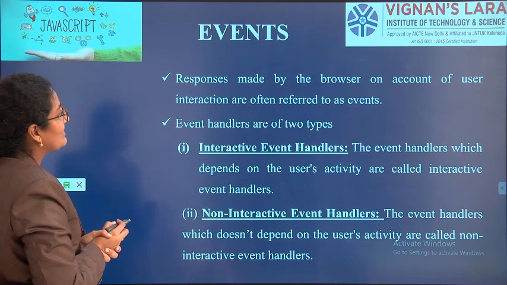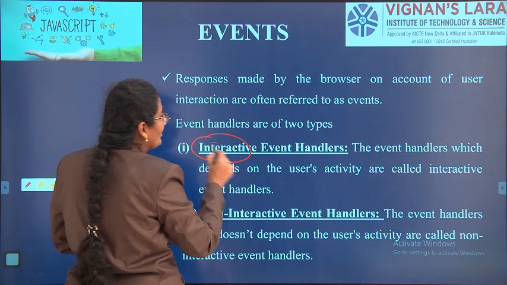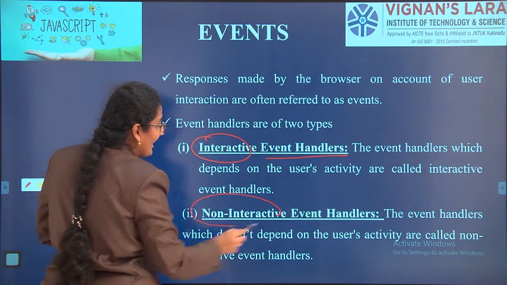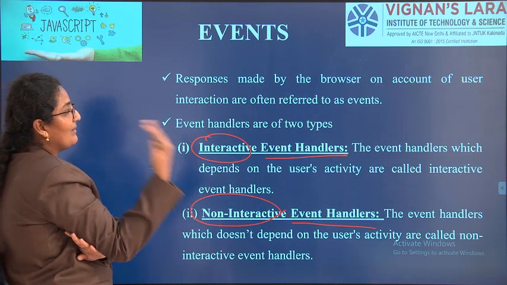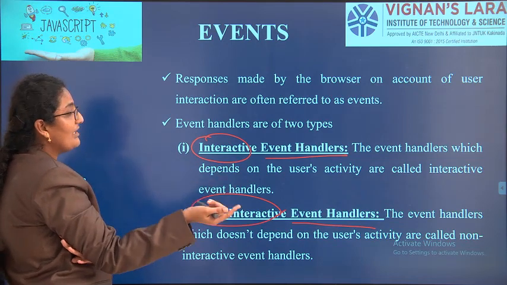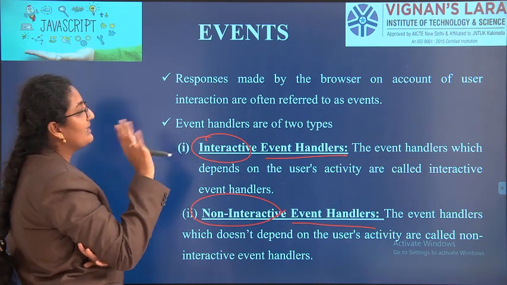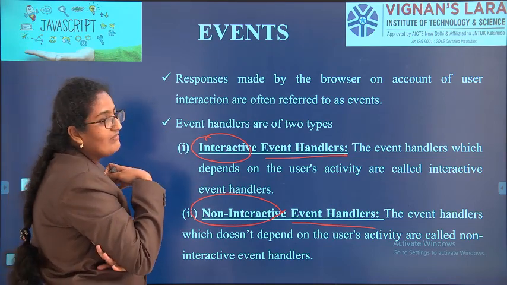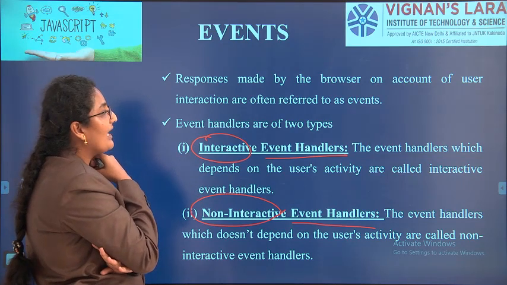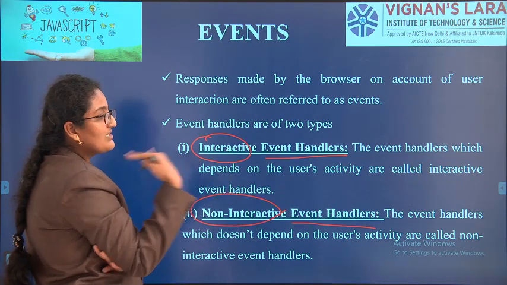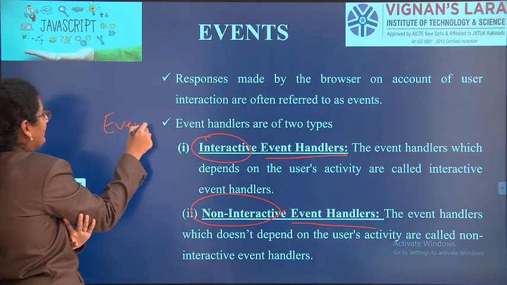So we also have event handlers. Event handlers are of two types: interactive event handlers and non-interactive event handlers. Event is the response made by the browser when the user is interacting with it. I will be the Facebook user, and Facebook's main page will be the browser. When I am interacting with Instagram, Twitter, or Facebook, the browser will give some response. That response is called an event.